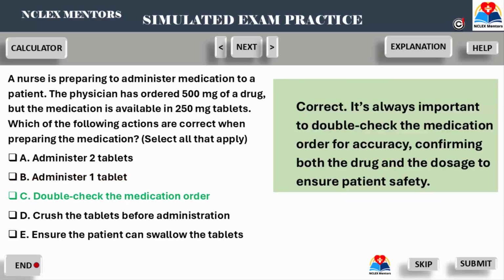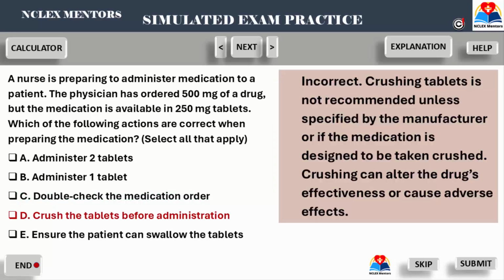Option C, double-check the medication order. Yes, yes, yes. Even if the math seems easy, always double-check. Make sure you've got the right medication, the right dose, the right route, and the right patient. It's a simple habit that can prevent serious errors.